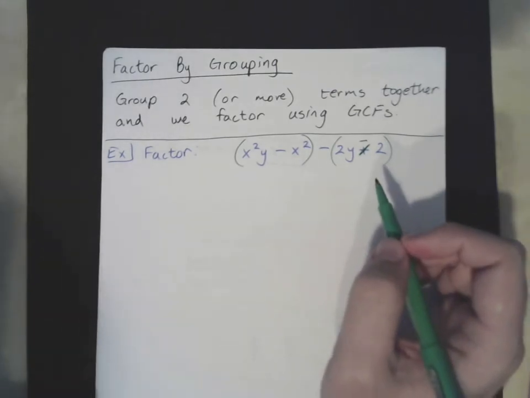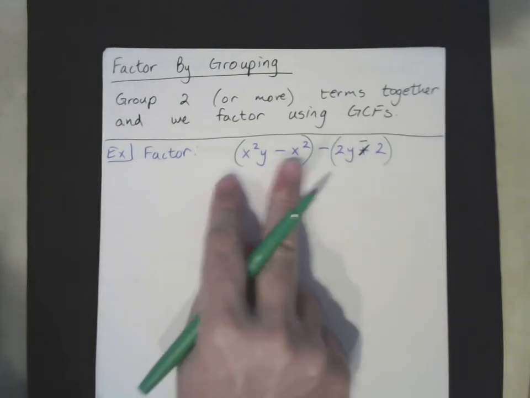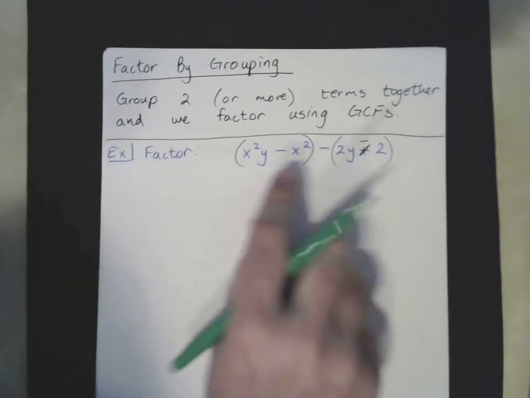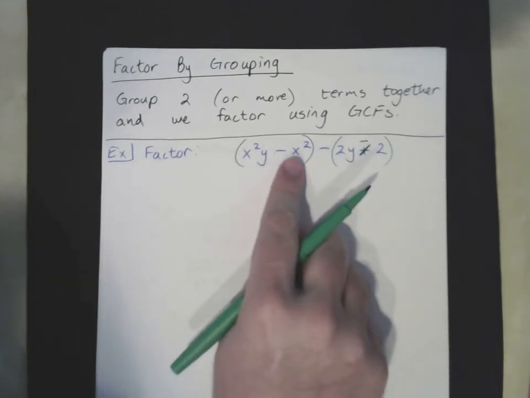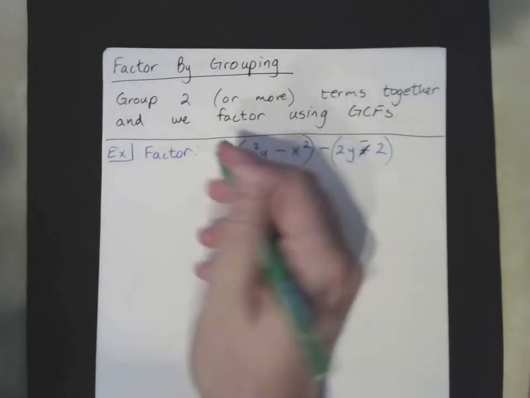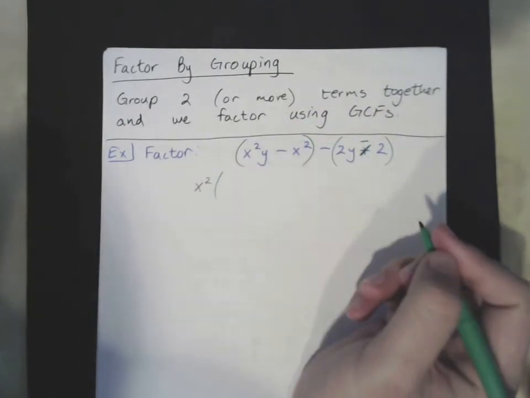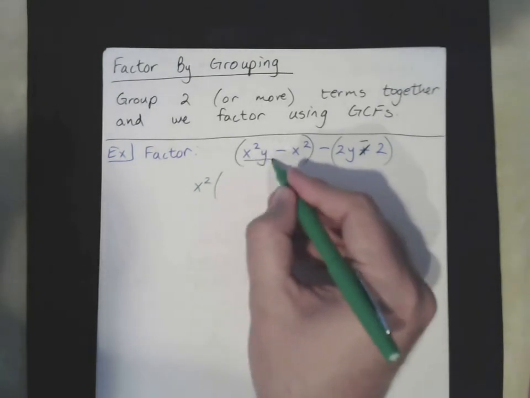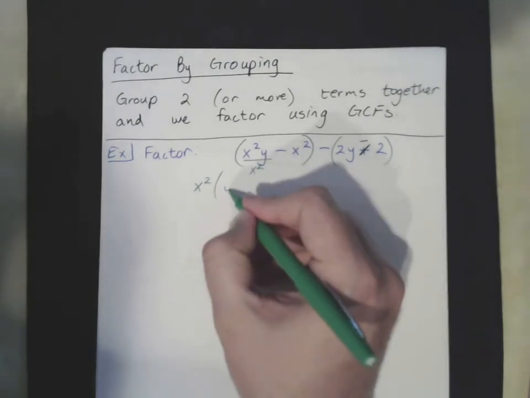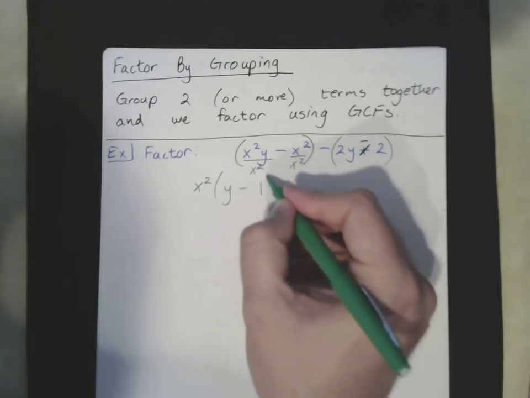So now we can look at these individually, and they become just like the last problem that we just did. So here we're looking at the GCFs of x squared y and x squared. And so we can factor out the x squared, because both of those have an x squared there. And so when I divide this term by x squared, I get a y. And when I divide this term by x squared, we get 1.